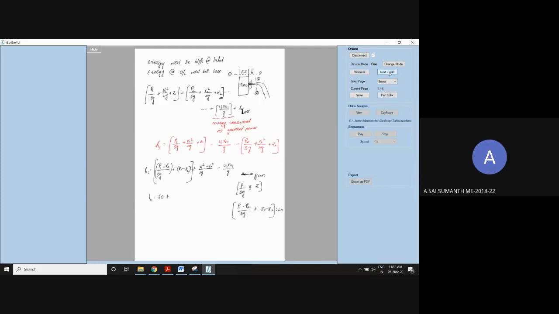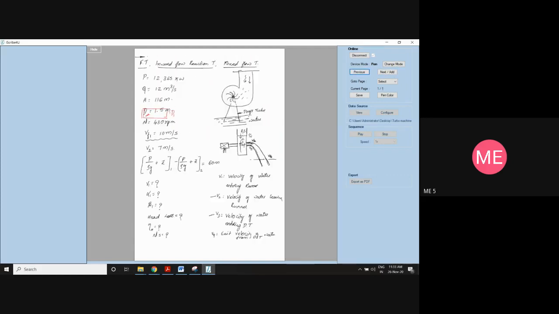32.11 square minus V2. What is V2? I told you, no? In the first page I gave: there will be V1, V2 exit from the turbine, V3 entry for the rotor. If there are any losses, then V2 and V3 will be different. If there is no loss, then V2 is equal to V3.